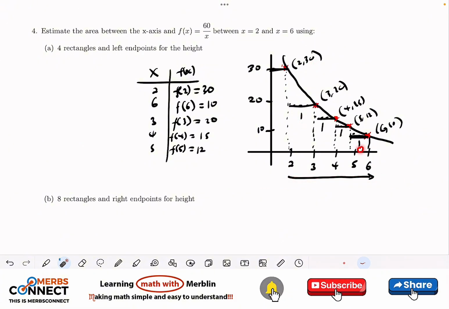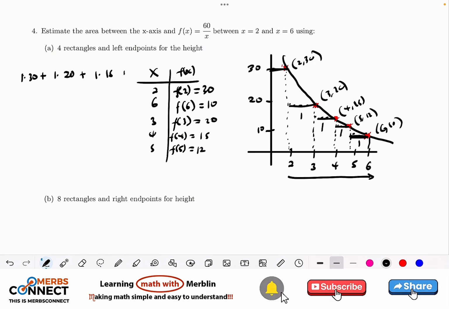If you start from here, you see that you are going to include this, and by the time you get here, the ones are finished. So you do not multiply by this. So this is going to be 1 times 30 plus 1 times 20 plus 1 times 15 plus 1 times 12.